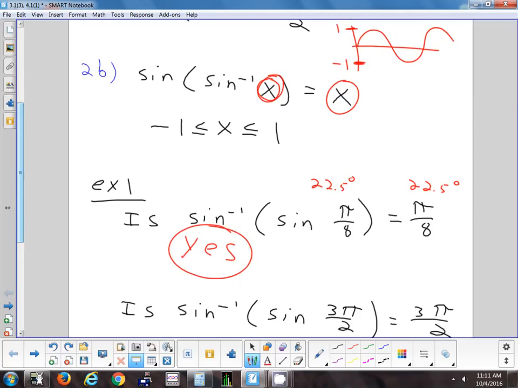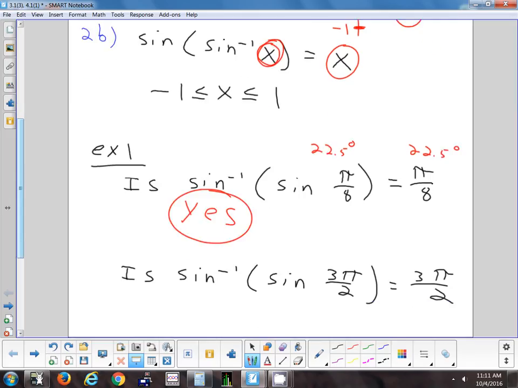And how about Dan? For formula 2a, what's my restriction in radians? Between what and what? Yeah, what do I have to be between? Pi over 2 or -pi over 2. Yeah, I got to be between -pi/2 up to pi over 2. So is triple pi/2 between those two numbers?